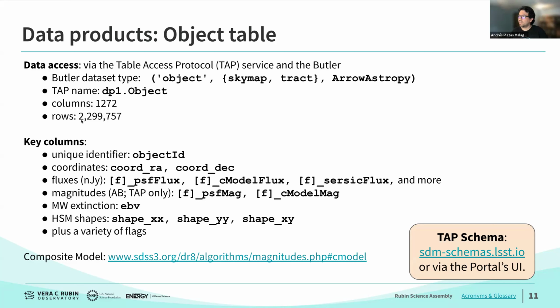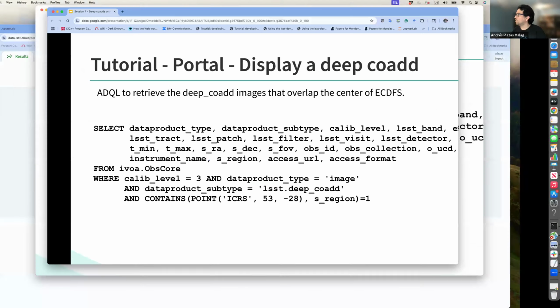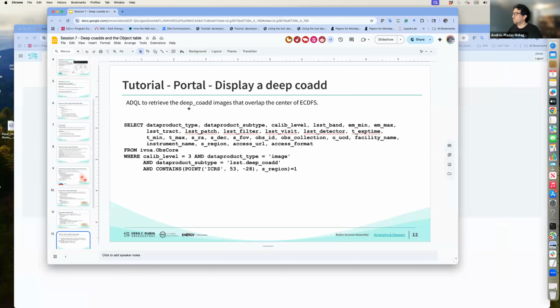And we're gonna have about 2,003,300,000 rows for DP1. So imagine what we're gonna get for LSST. Because we have so many columns, there are some of them that are key columns, like the object ID, the coordinates, the fluxes, magnitudes, some shapes, and other flags in order to do different cuts.